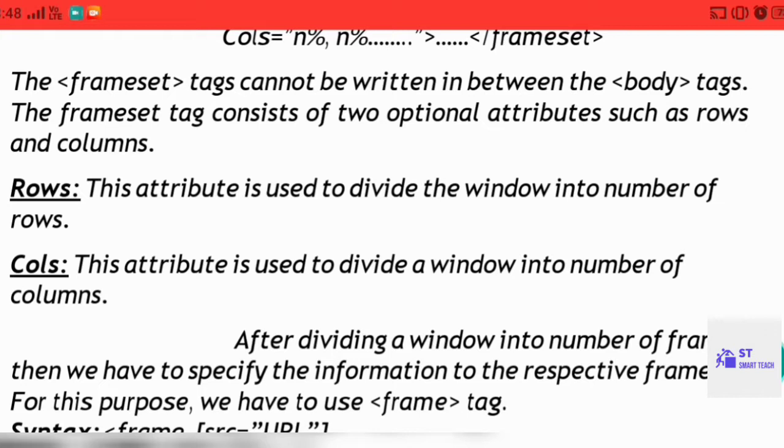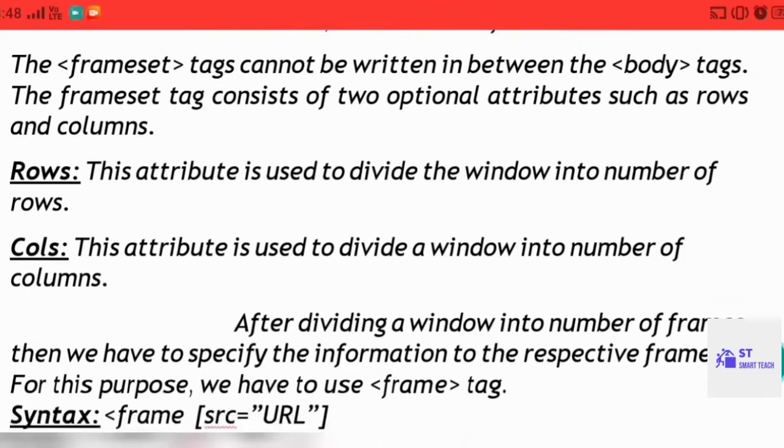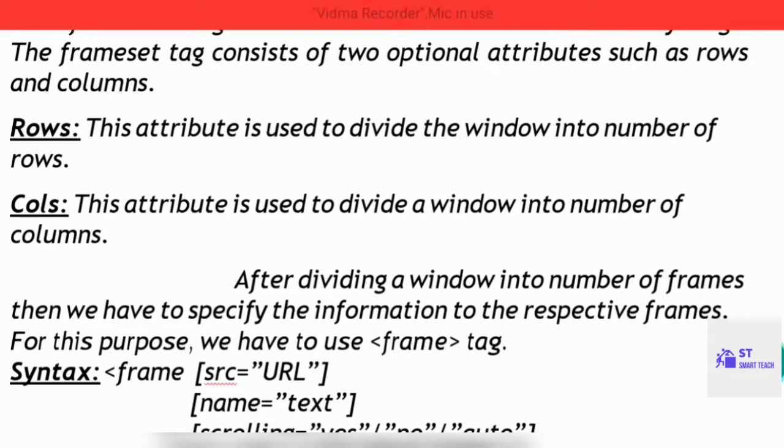The first attribute is rows. This attribute is used to divide the window into a number of rows. By using rows you can divide the browser window into many parts. Next, cols. This attribute is used to divide a window into multiple columns. If you want to divide the browser window into vertical parts, then you need to use cols.